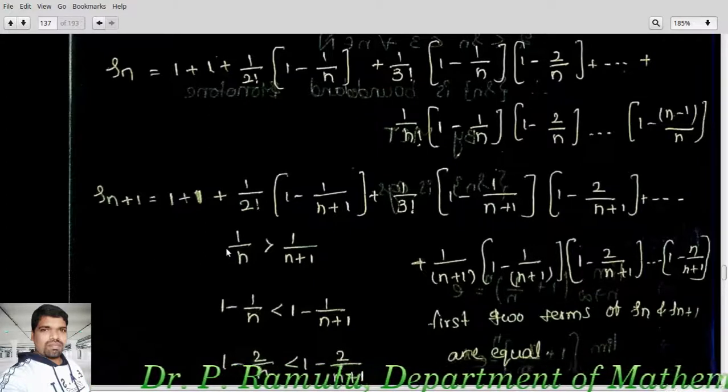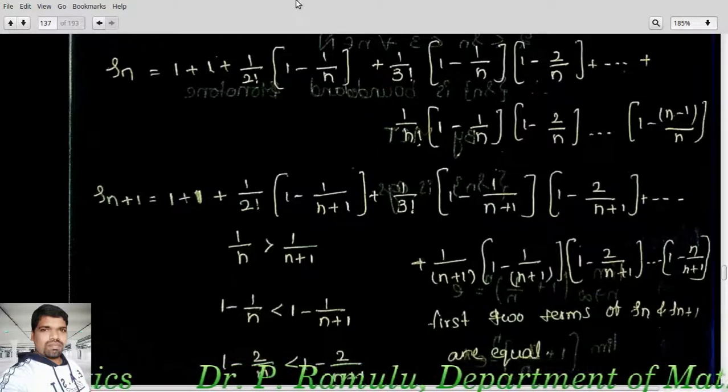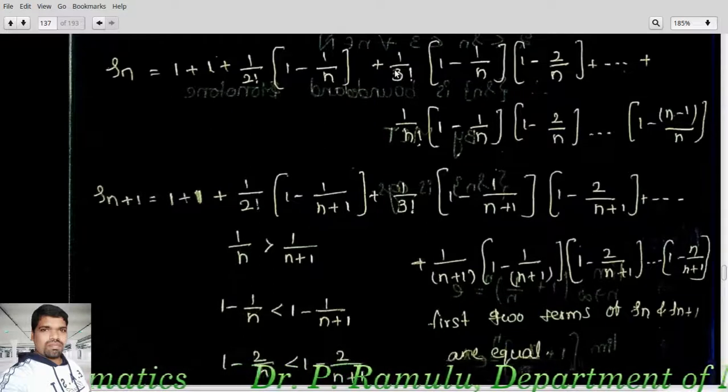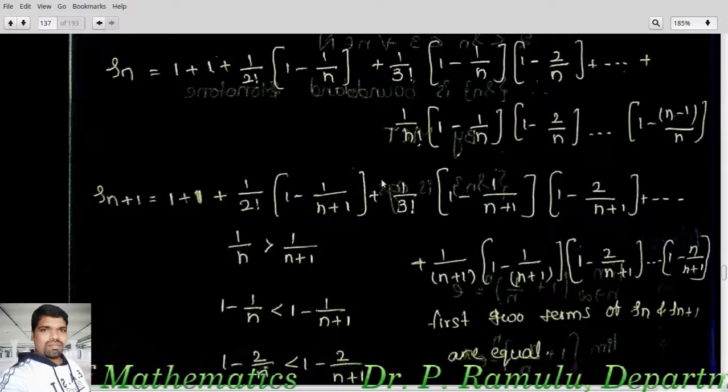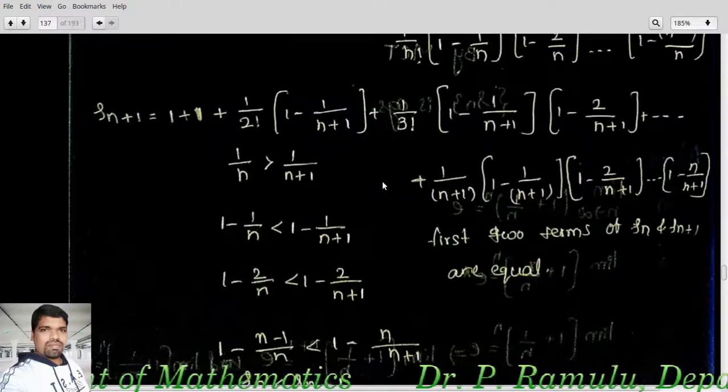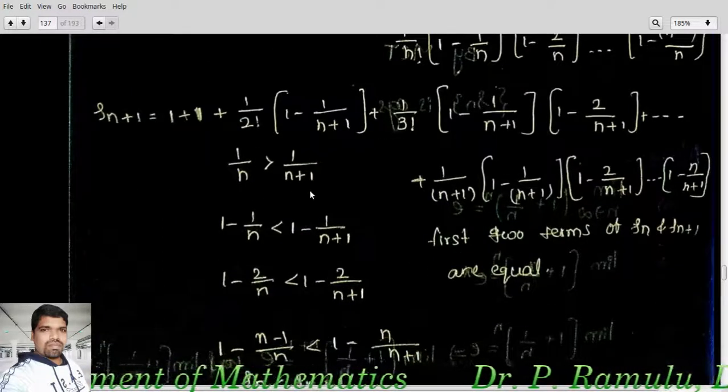Here, I am observing these terms. I have already written all the terms like this: 1 by 2 factorial, 1 by 3 factorial, and so on. We know that 1 by n is greater than 1 by n plus 1.